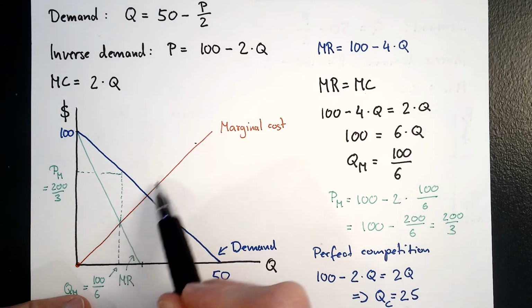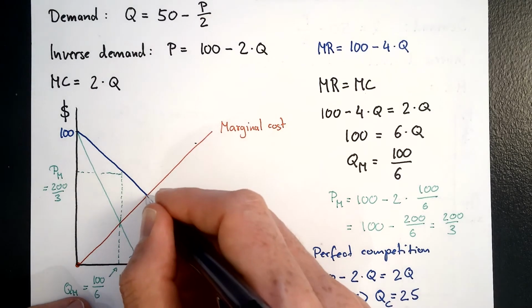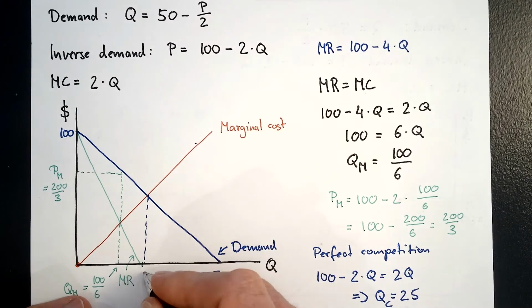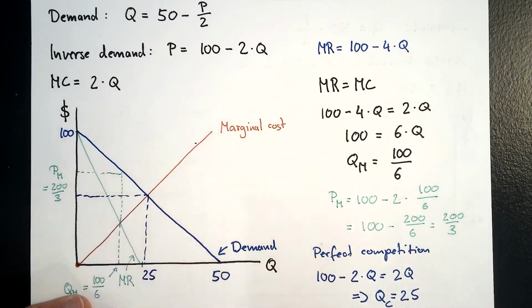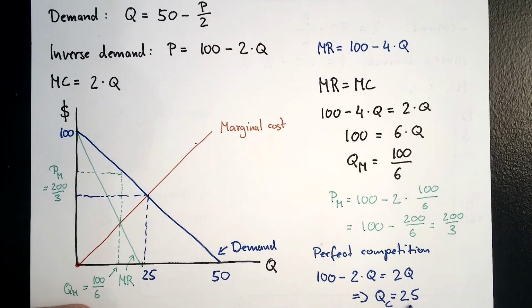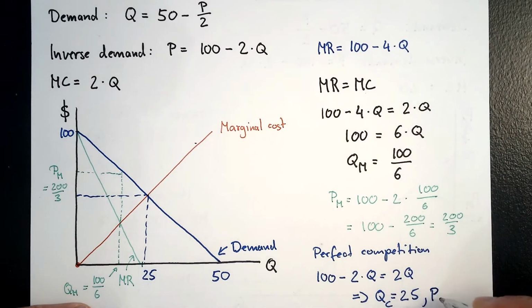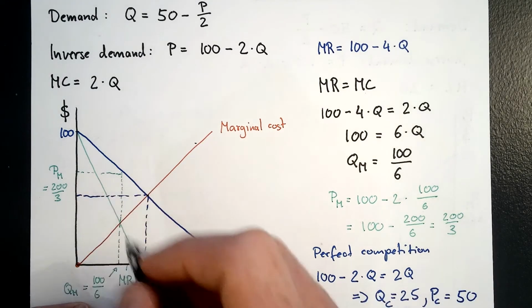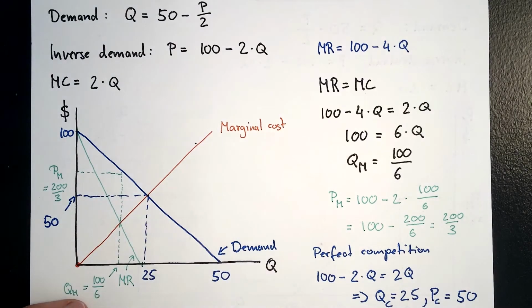So this would be where the marginal cost intersects the demand function, and hence we would be here at 25. And to determine the price, you can plug the 25 into the inverse demand function, and you would find that the price under perfect competition would be 50. So we have the 50 right here.